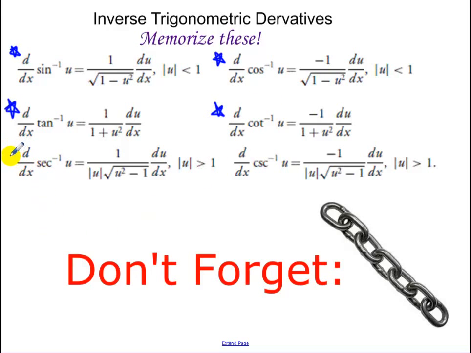When you're going through the classwork, you can look up secant and cosecant either in the book or in your notes, but please make sure you have all 6 written down for me. And then don't forget your chain rule. If u is something other than x, say it was inverse sine of 2x, remember you need to take the derivative also of that 2x. That's a composition of a function.